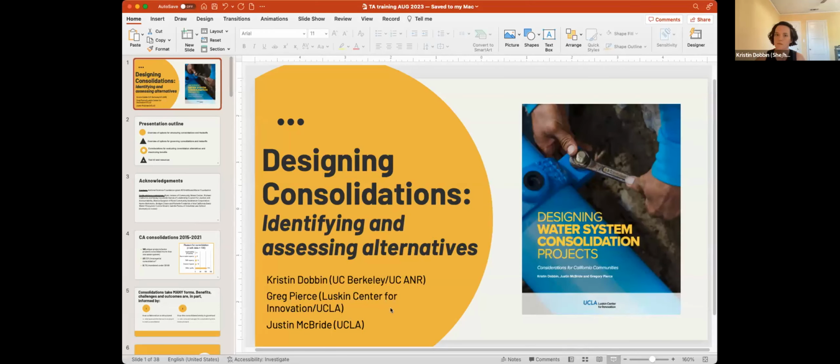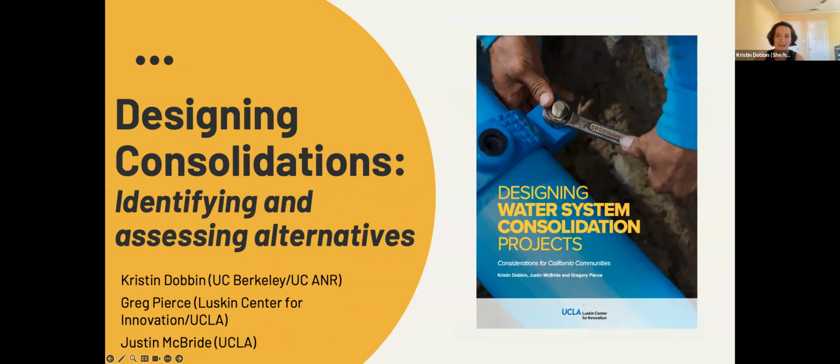As mentioned, my name is Kristen Dobbin. I'm an assistant professor of cooperative extension at UC Berkeley and UC Agriculture and Natural Resources. I guess I should go ahead and share my slides here. Today I'll be co-presenting with my co-authors and colleagues, Greg Pierce at Luskin Center and Justin McBride at UCLA. We're really happy to be here today to talk with you about all things designing water system consolidation projects.